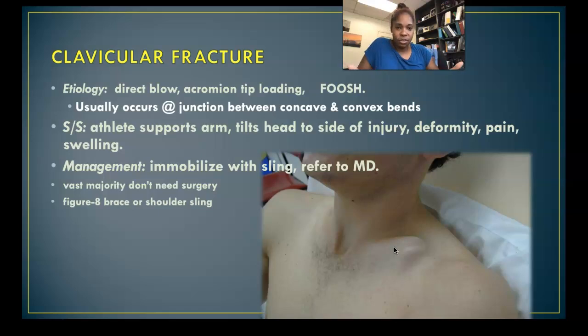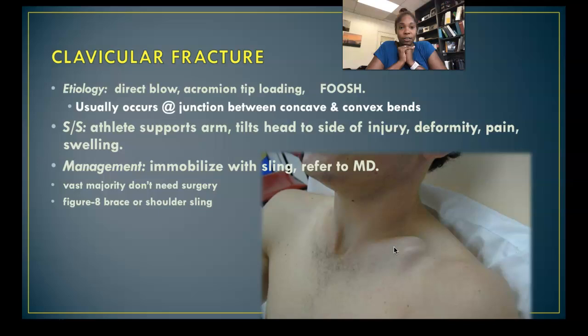And then there's all the other signs and symptoms that are very common to other pathologies of the shoulder, which are deformity, pain, and swelling. So I would say the top two signs and symptoms: tilting the head towards the side and the splinting of the arm. So how do we manage this? We sling them and we refer.